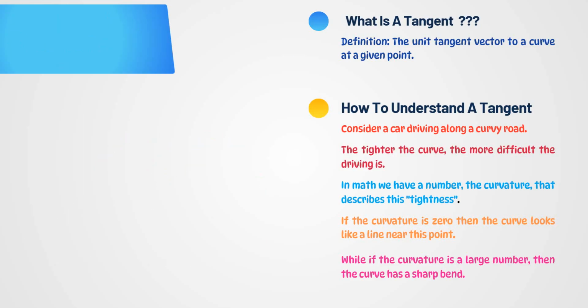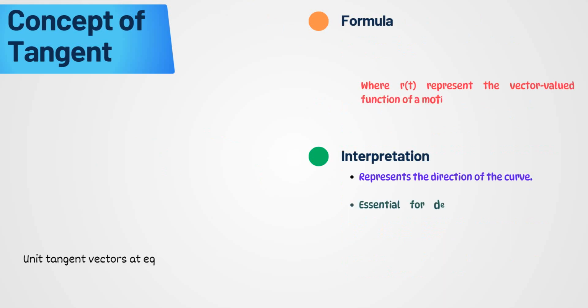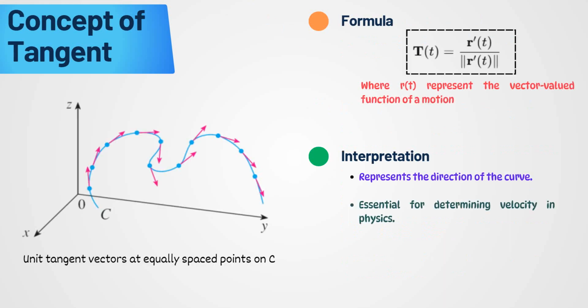The formula of the tangent vector is T of t equals the derivative of r of t divided by the magnitude of the derivative of r of t, where r of t represents the vector-valued function of motion. Interpretation: it represents the direction of the curve. It is also very essential for determining velocity in physics.